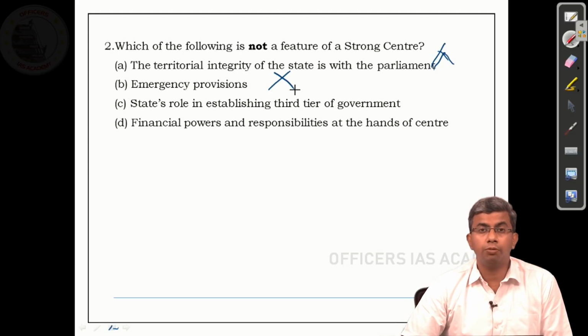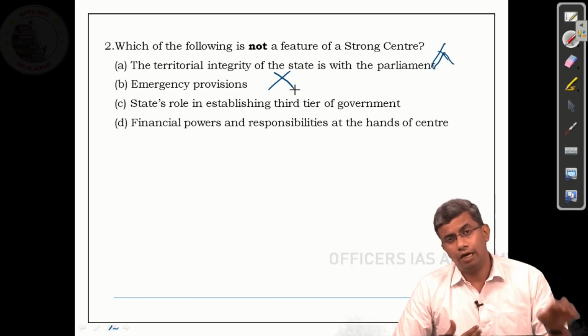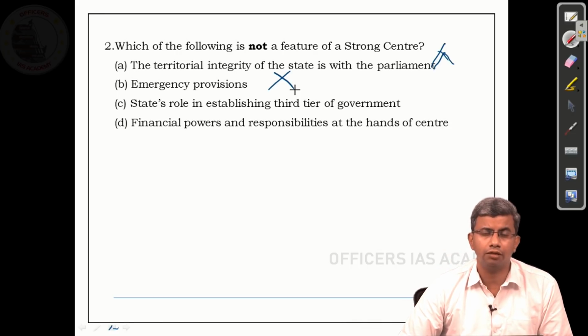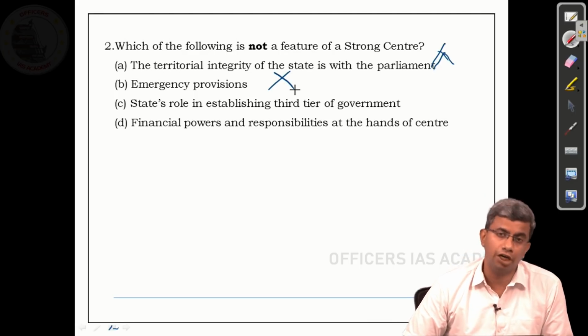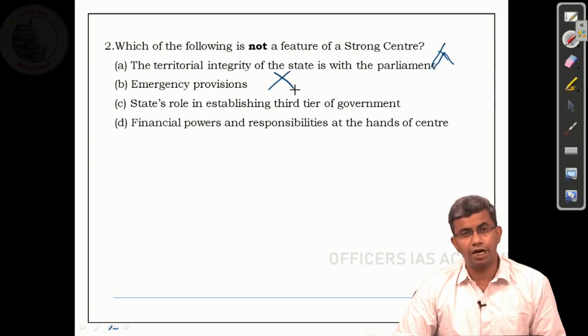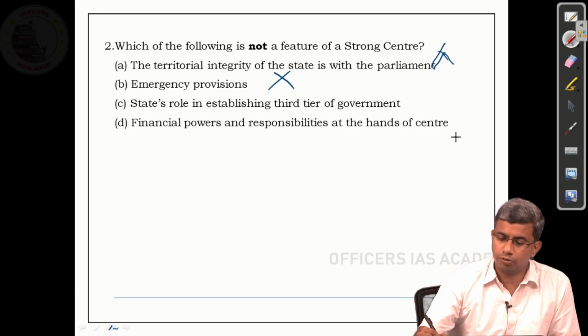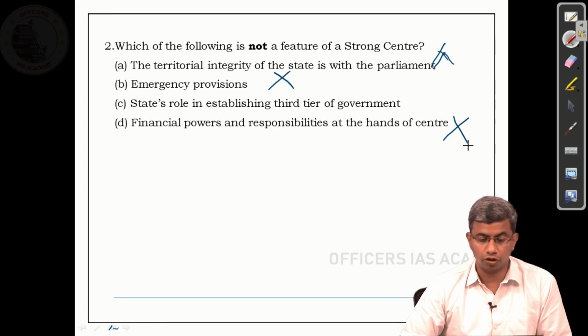Financial powers and responsibilities at the hands of the center. Yes, there are more powers because the union has 100 items in the union list and all the taxes and other financial aspects related to that is with the center as compared to the entries in the state list which are with the state. So to that extent, definitely financial powers and responsibilities at the hands of the center is more. That is why the Finance Commission is also set up once every 5 years. So that is also a feature of strong center.